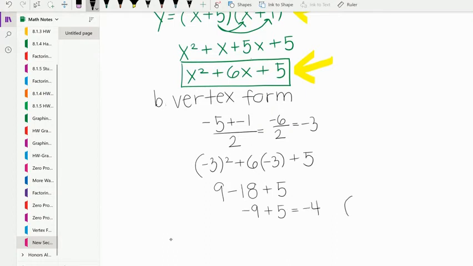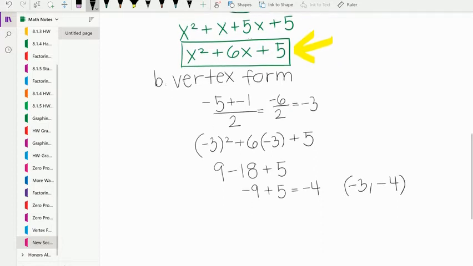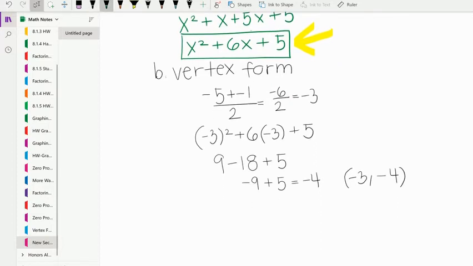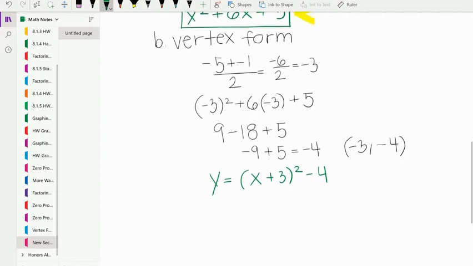So now we know our vertex is -3, -4. So we could easily put that into vertex form. It would be y equals, and then because it's -3, it's going to be x plus 3 squared minus 4. So that would be in vertex form. Okay, let's go ahead and try another one.